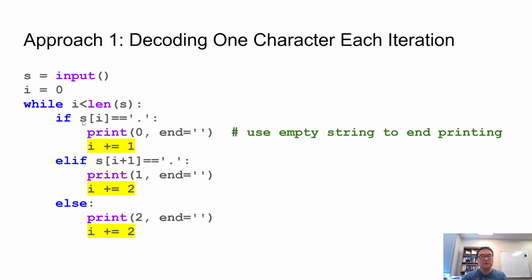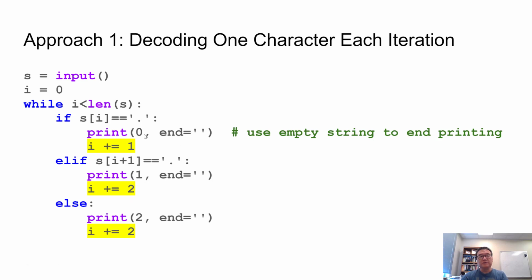So note that in this if condition, we are checking s[i]. So we look at the i-th character, the current character. If it's dot, we know it's 0. If it's not dot, then it has to be dash. Then we'll look at s[i+1]. If it's dot, then that will be 1. If it's not dot, then that means again that it is a dash, then that will be 2. So when we consume one character, we'll just increment i by 1. When we consume 2 characters for the decoding, we will increment i by 2.